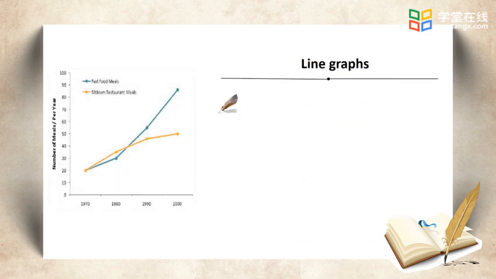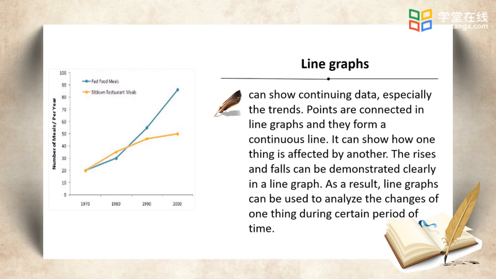Line graphs can show continuing data, especially the trends. Points are connected in line graphs, and they form a continuous line. It can show how one thing is affected by another. The rises and falls can be demonstrated clearly in a line graph. As a result, line graphs can be used to analyze the changes of one thing during a certain period of time.